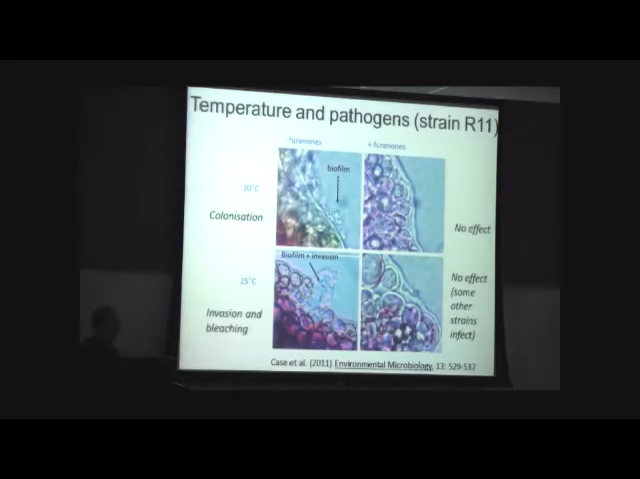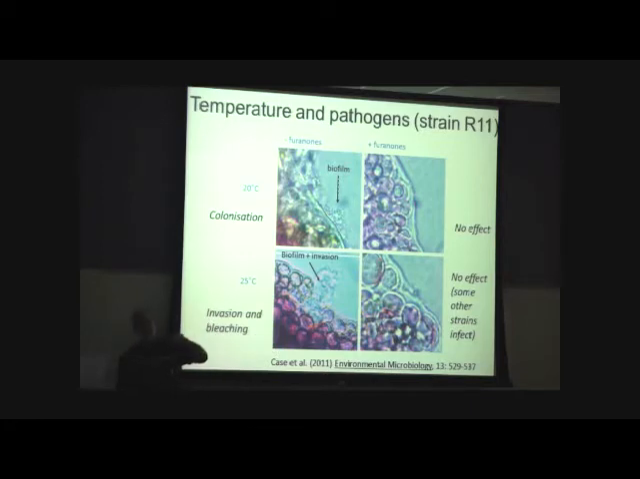If you do that, you see two basic effects. This is with one particular pathogen. In the presence of Furanones, at least for this particular strain, you see no effect on these plants. At 20 degrees, in the absence of Furanones, when you inoculate these plants with this pathogen, you see the formation of a biofilm on the surface. At higher temperatures, you see a biofilm and you see invasion.